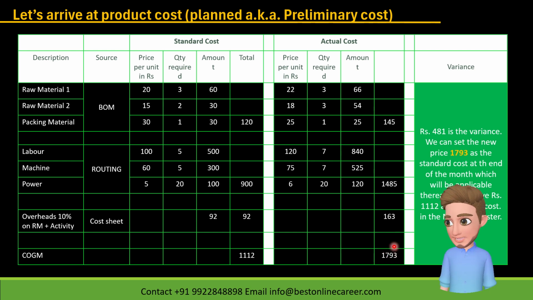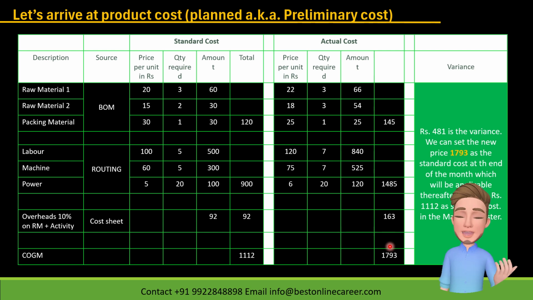Let me do the quick math. I think there's a small error here. 1485 plus 145. Yeah, it is 1630. On 1630, I apply 10%, so 163. That comes to 1793. So my preliminary cost was 1112. My actual cost is 1793.